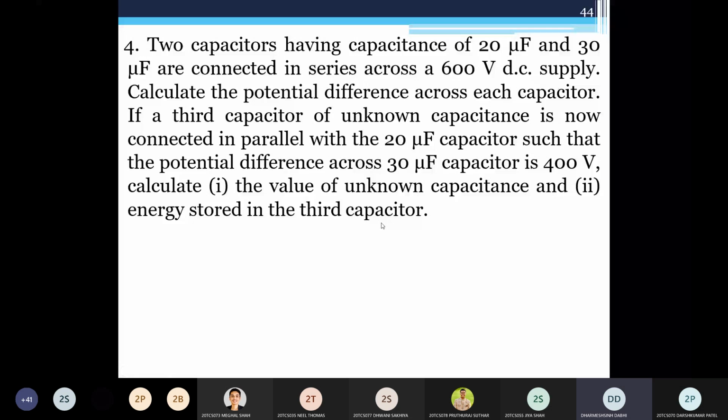So write down this example and try to calculate the value of the unknown capacitance, the energy stored in the third capacitor, as well as the potential difference across each capacitor.